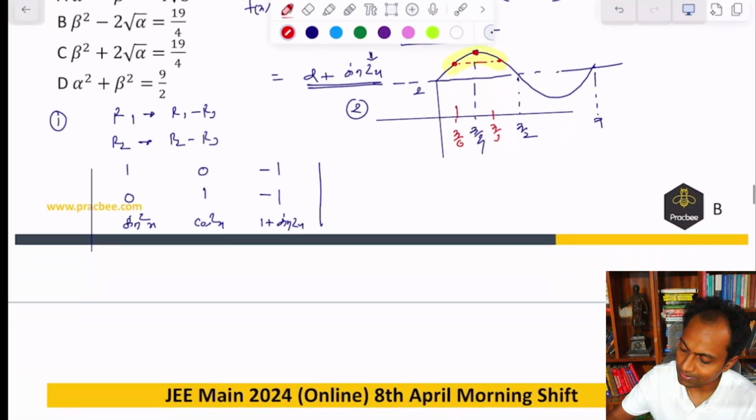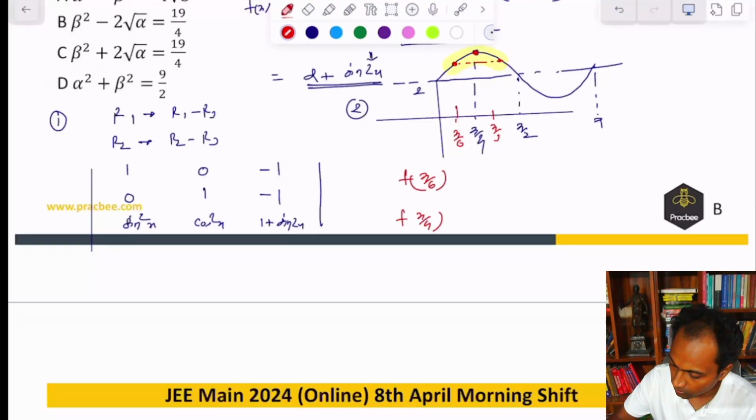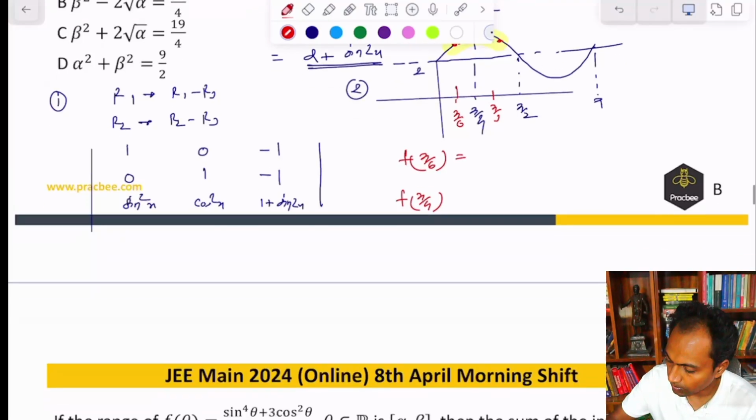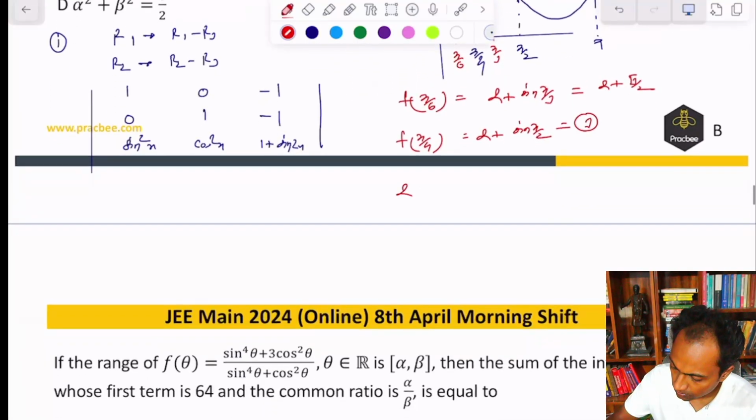So if I understand this much, and if I want to find the value, I will find the value corresponding to pi by 6 and I will find the value corresponding to pi by 4. If I put pi by 6, this is 2 sine pi by 3, that is 2 plus root 3 by 2, and 2 plus sine pi by 2 comes out to be 3. So the answer is 2 plus root 3 by 2, comma 3. This is my final answer.